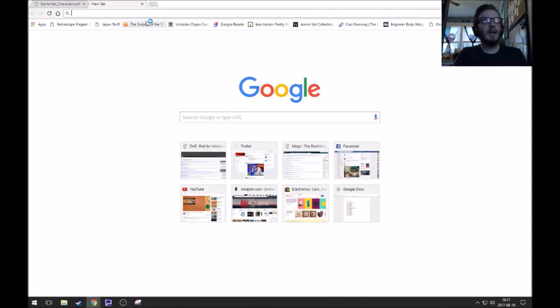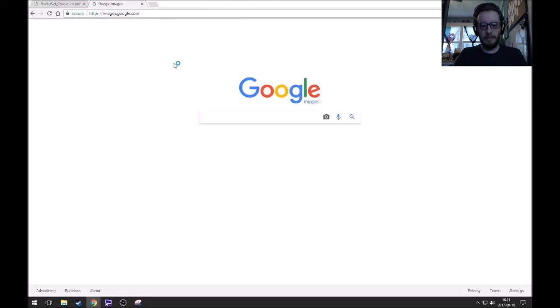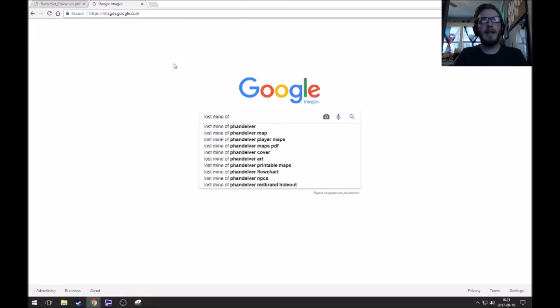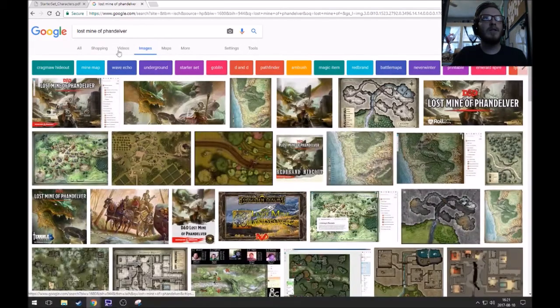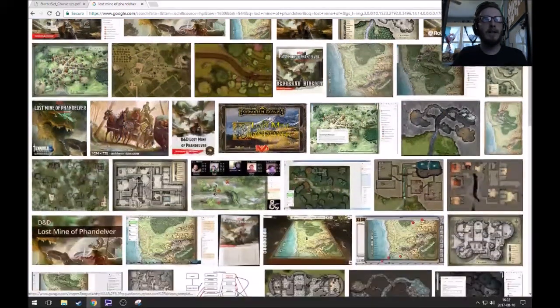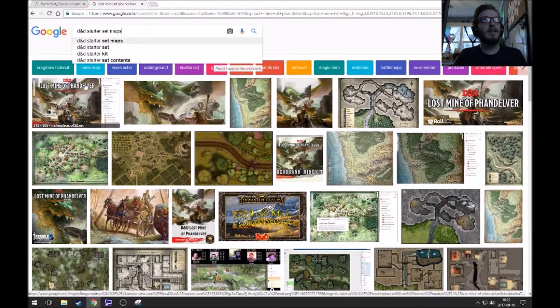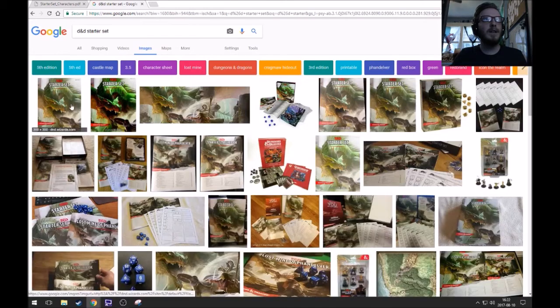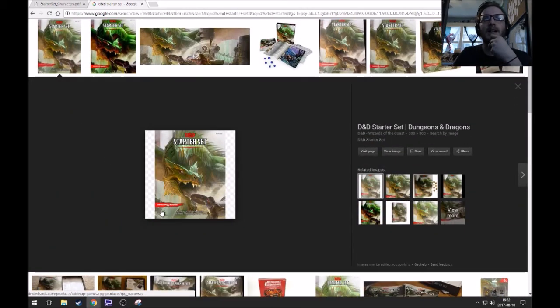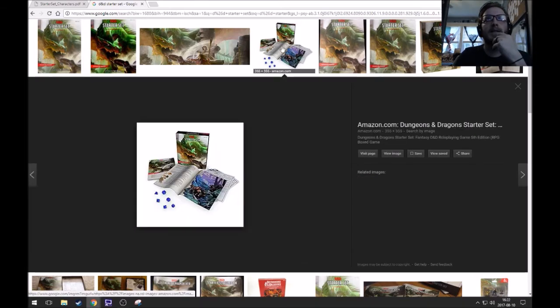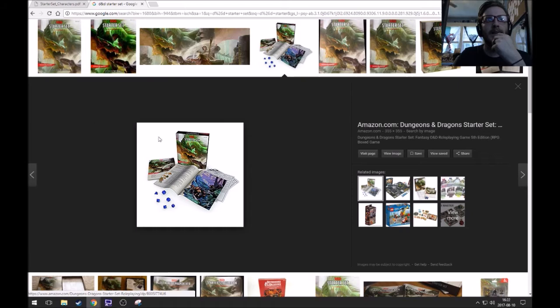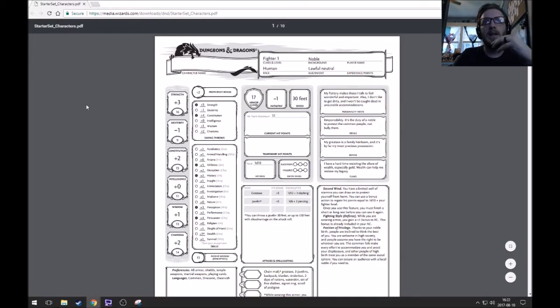Let's bring up an image of that quick. The starter set is going to look like this. It's going to run you like 14 bucks on Amazon, and it's really the best money you can spend on D&D these days. You get dice, you get character sheets, you get an adventure. It's great.